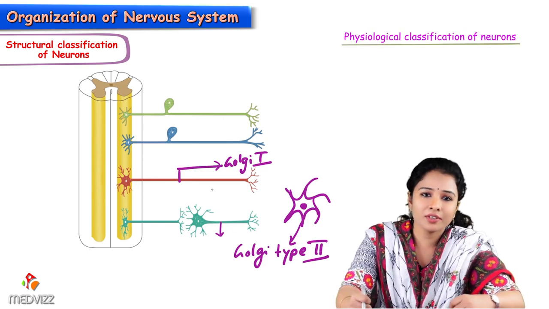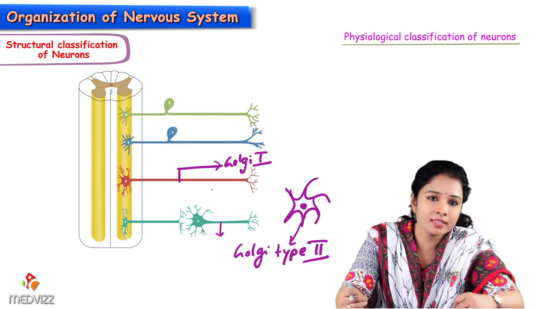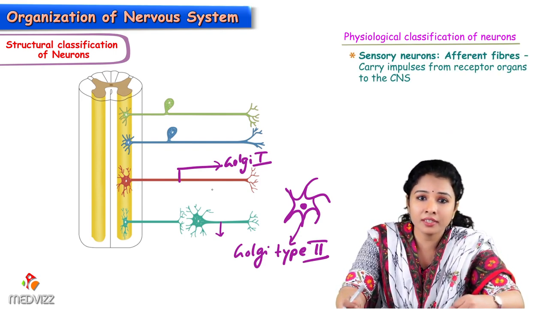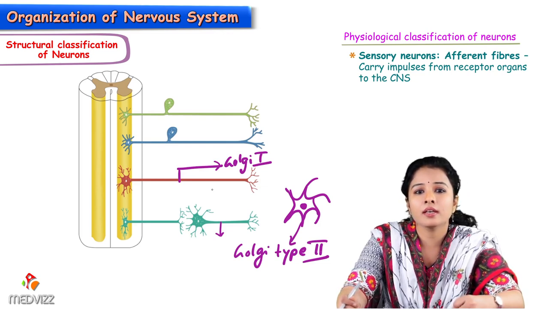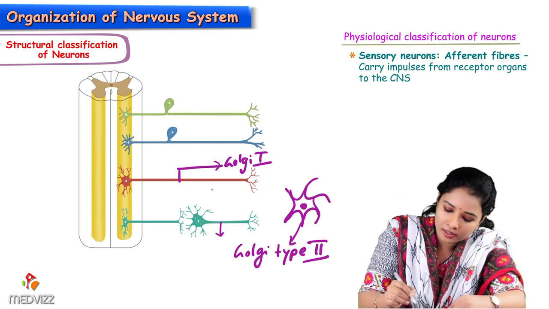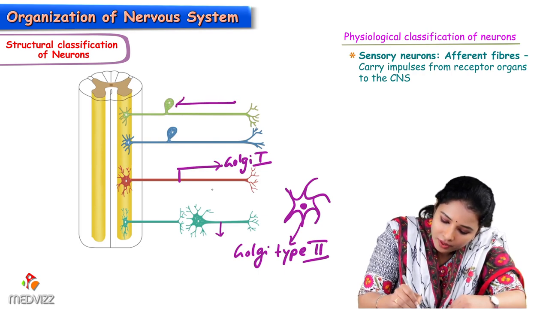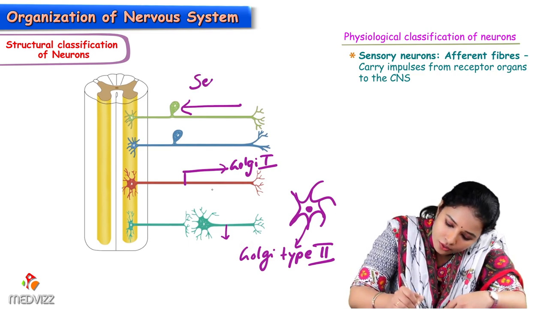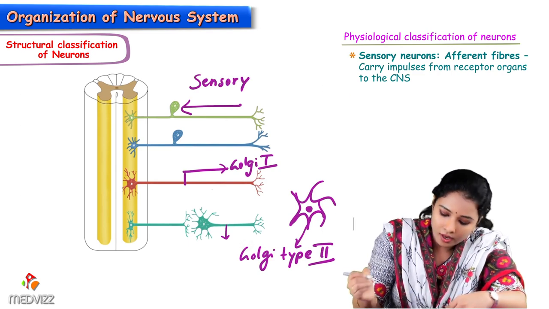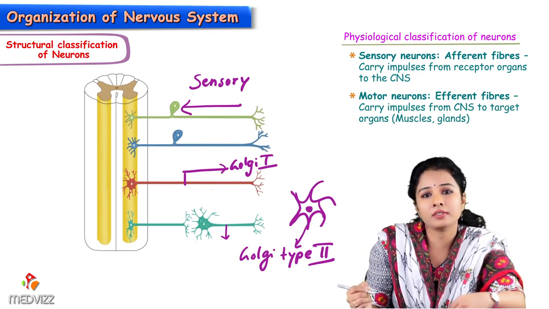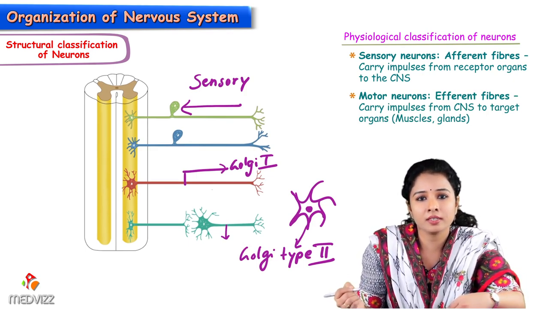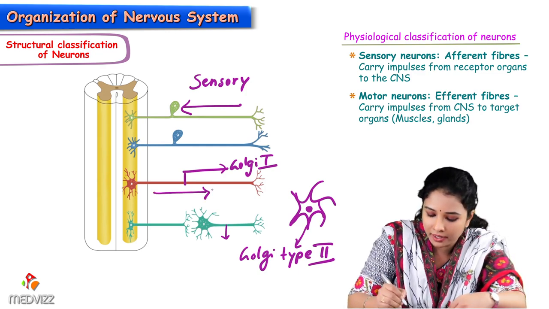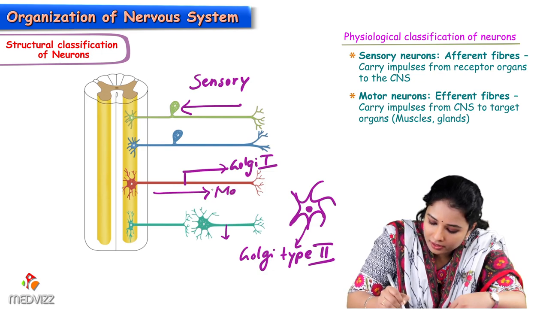For the physiological classification of neurons, we can classify them as sensory neurons and motor neurons. Sensory neurons are afferent, meaning they carry impulses from the receptor organs to the central nervous system. Motor neurons carry impulses away from the central nervous system, so they are efferent. These are motor neurons which carry the impulses away from the central nervous system.